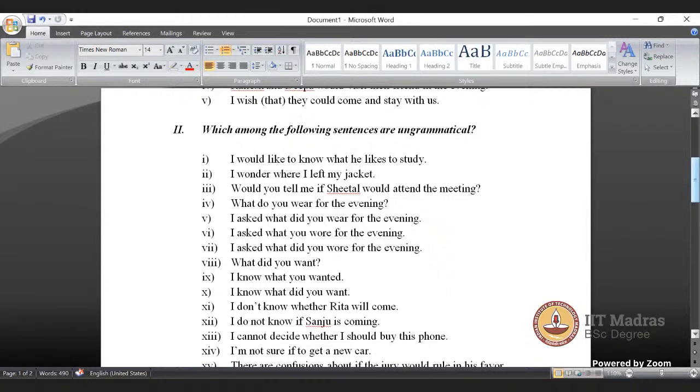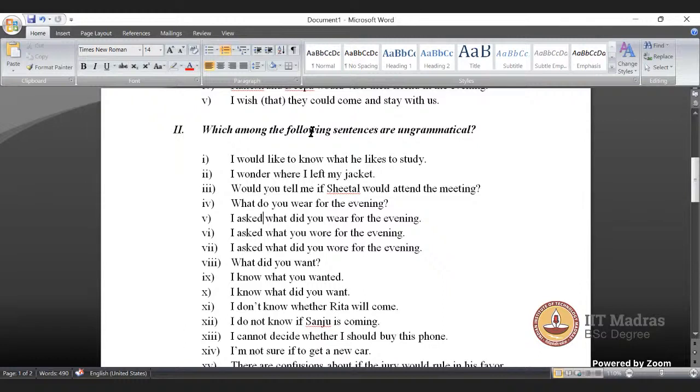So the first sentence, I would like to know what he likes to study. We'll look at the grammaticality first and then see what is happening in that sentence. So is that grammatical? I would like to know what he likes to study. Is that difficult? I think it's grammatically correct.